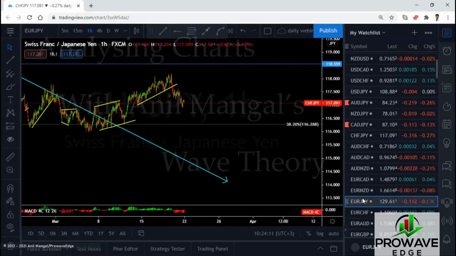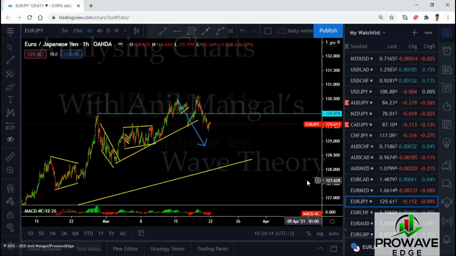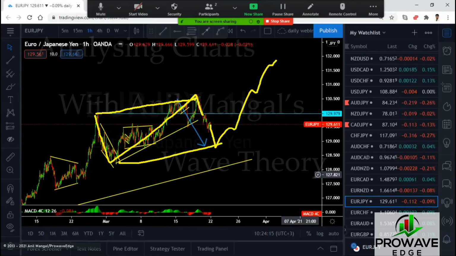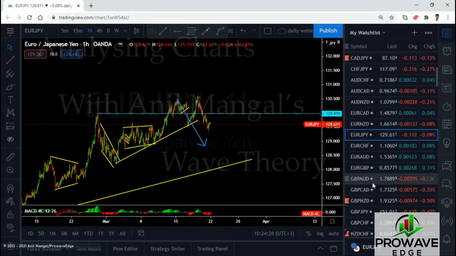I will do euro yen too. Euro yen, same thing. We're looking for this running flat here. 1, 2, 3. This has just a little piece more to go, and then we think it's upside. That would be a running flat. See? Let's just finish the pound yen pair, the yen pairs.